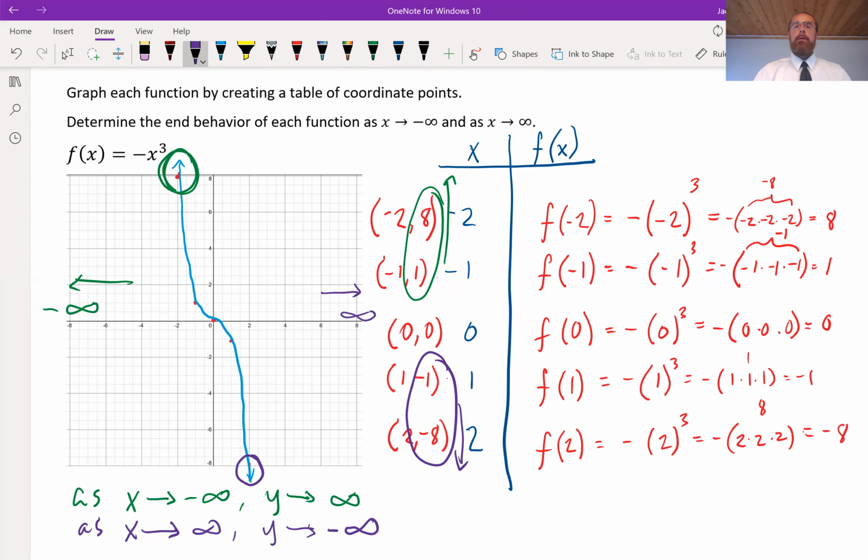So that wraps up our second example here, our fourth example in this set, looking at describing the end behavior of graphs. So what's happening to the y value as x approaches negative infinity and x approaches positive infinity.